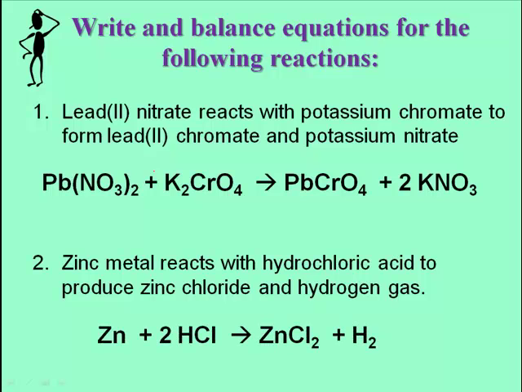The second one, zinc metal. Zinc metal here is zinc by itself. It does not have a charge. When it says it's just a pure metal, it will not have a charge. It only has a charge when it's in an ionic compound or as an ion. So this is the equation for number 2. Thumbs up for ready to go on.